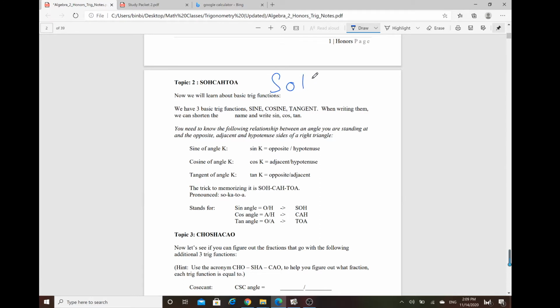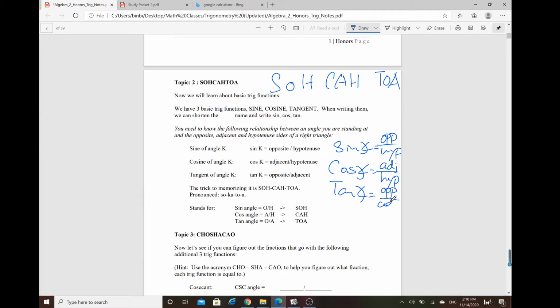So again, the acronym. This is just the easy way to recognize all those special formulas. Sine of the angle is always opposite over hypotenuse. Cosine of that base angle K is always adjacent over hypotenuse. And tangent of that same base angle is opposite over adjacent. Basically, this will give you the trigonometric ratios of all those operations.